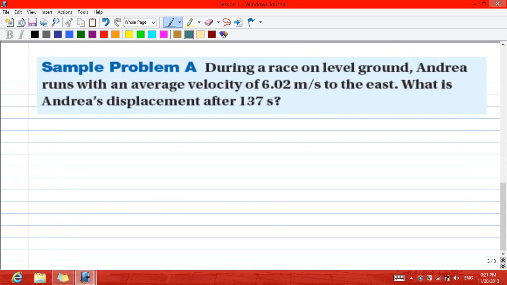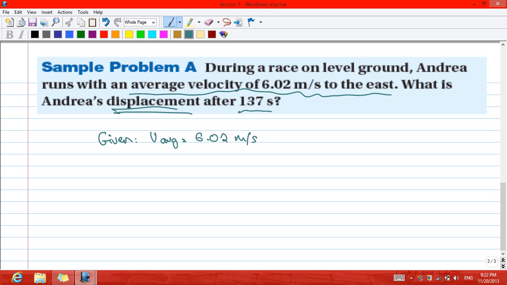Now we have another example. During a race on level ground, Andrea runs with an average velocity of 6.02 meter per second east. What is the displacement after 137 seconds? So the displacement, we have to find it again. So we have the given part. The V average equals 6.02 meter per second. We have the delta t, which equals 137 seconds, and the delta x, which equals, not given of course, so we have to find it in meters.